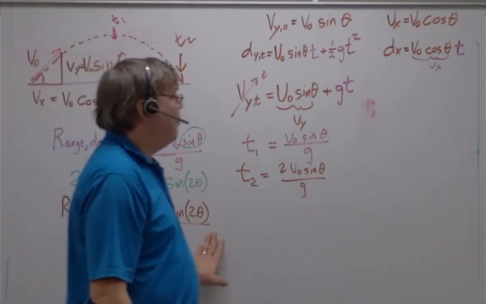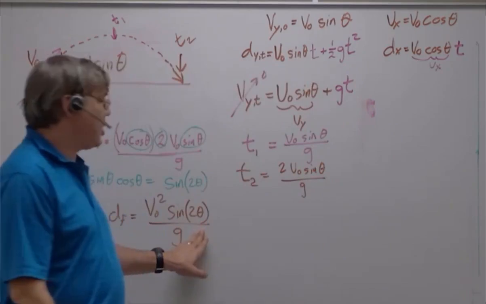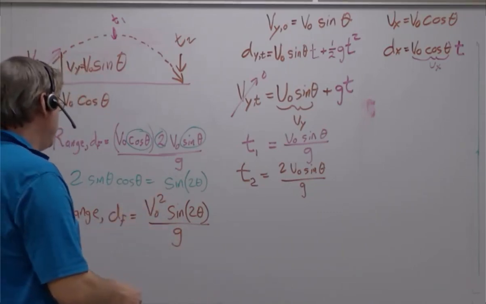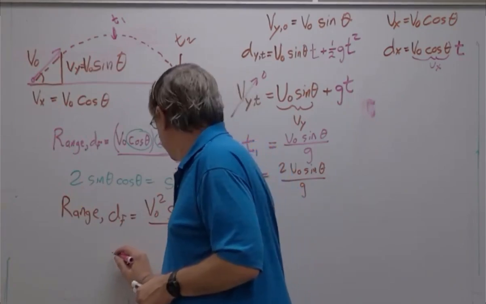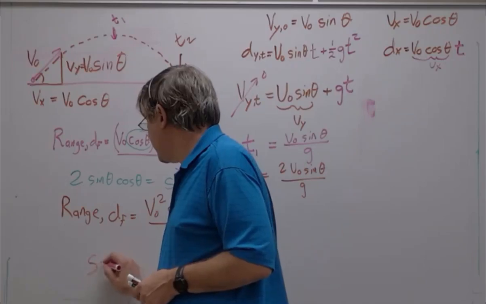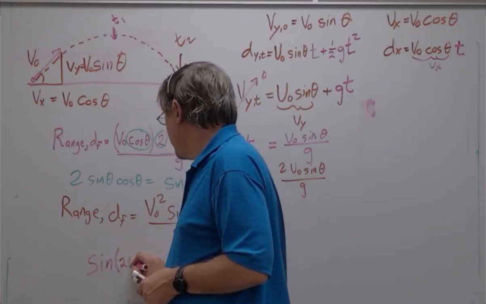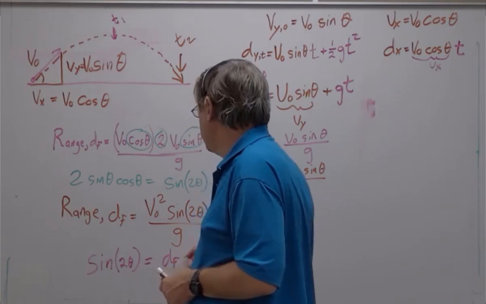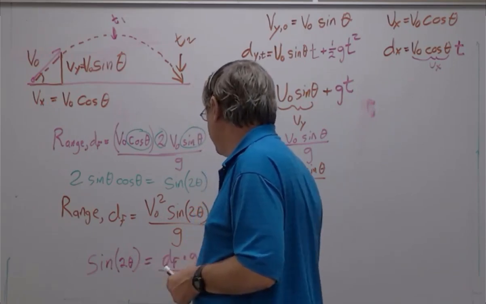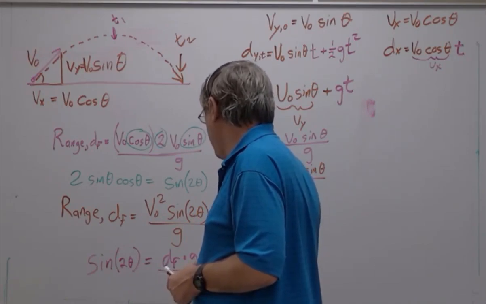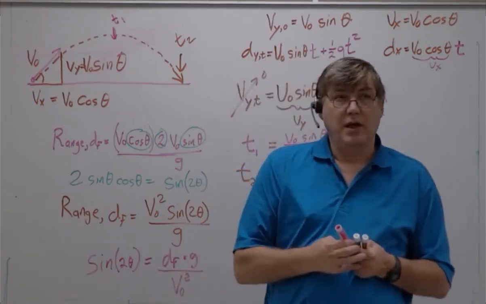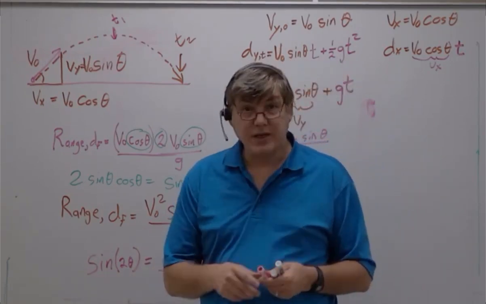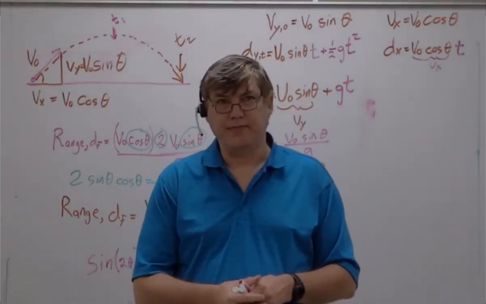Now, with this information, we can also solve for the angle that we need to get a range. We could rearrange this equation if we wanted to, and we could say that if I wanted the range, I could say the sine of 2 times theta is going to be equal to the range I want times g divided by v naught squared if I know my initial velocity. So if I take the inverse sine of this quantity, I'll get twice the angle. So I divide by 2, and that's the angle that I need.